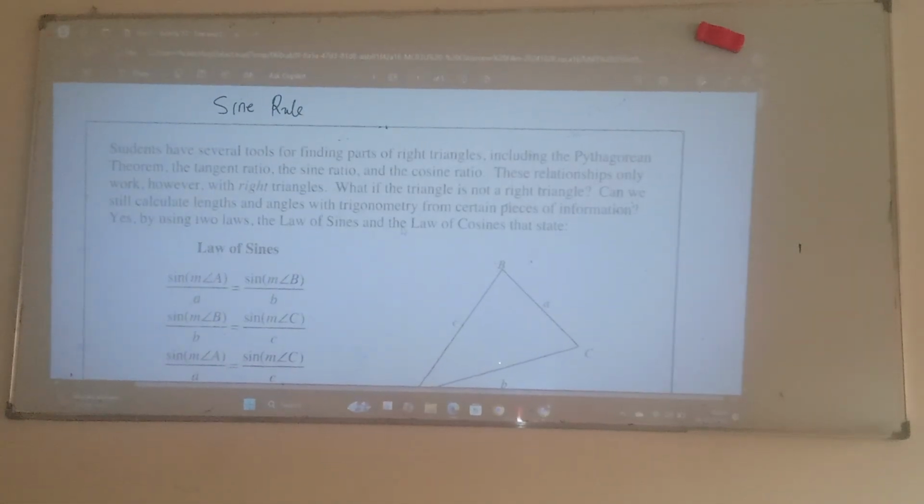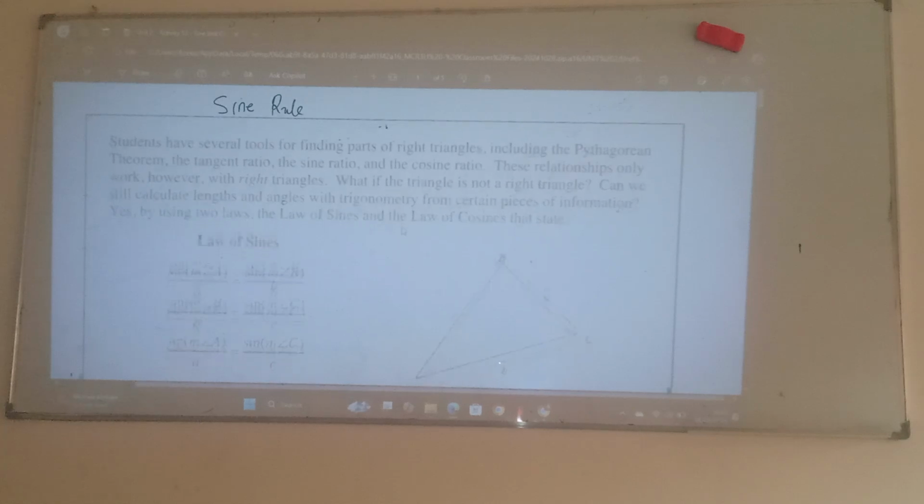Okay, so please you can look up, right? So this is a very unique example of the sine rule and the cosine rule.